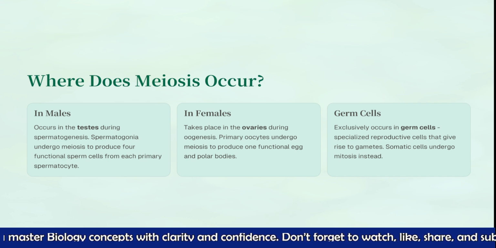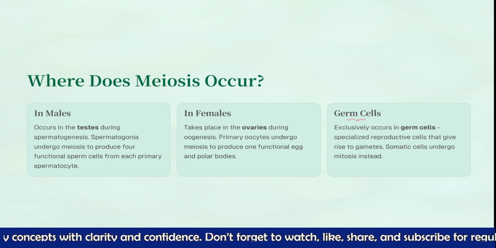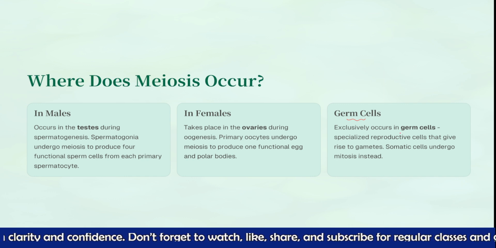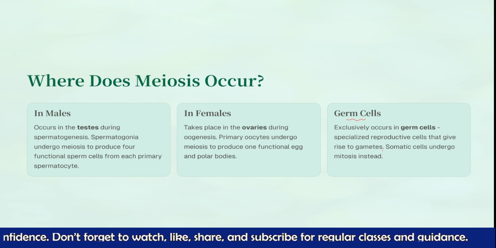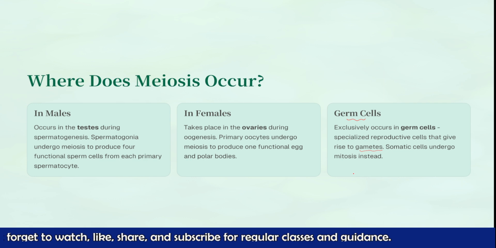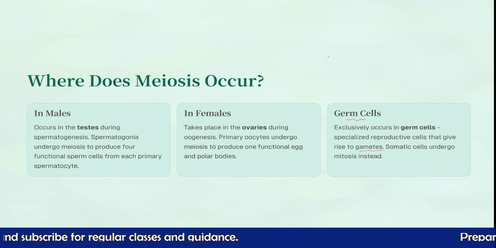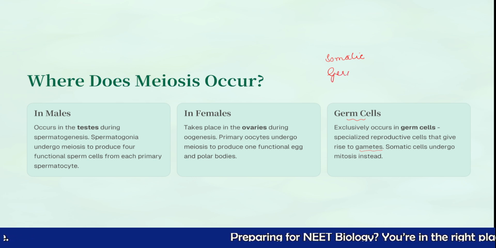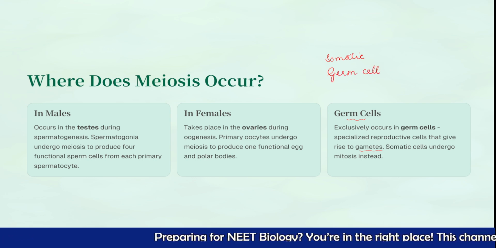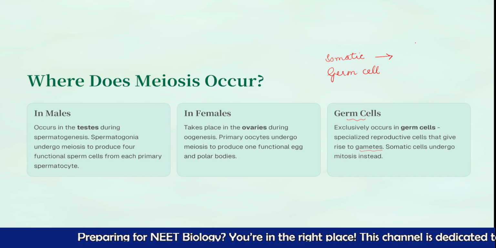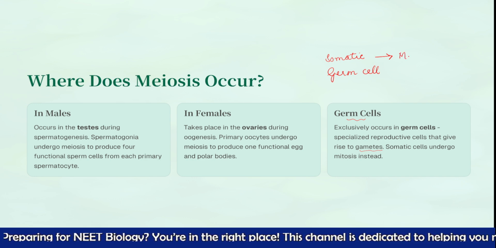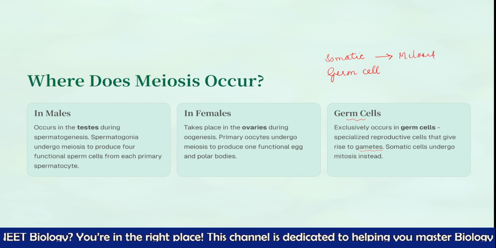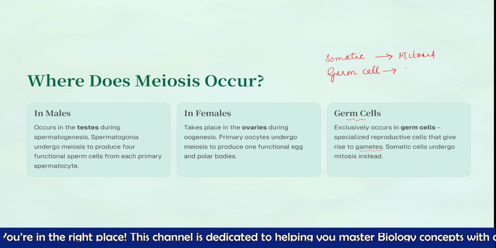So meiosis occurs in the germ cells. Germ cells are the specialized reproductive cells. From them only gametes are produced. And we learned about the two types of cells. One is called a somatic cell, and the other is the germ cells. Somatic cells undergo division, and that division is basically mitosis. But germ cells undergo division, that is meiosis.